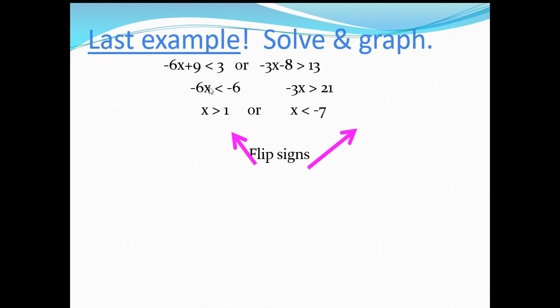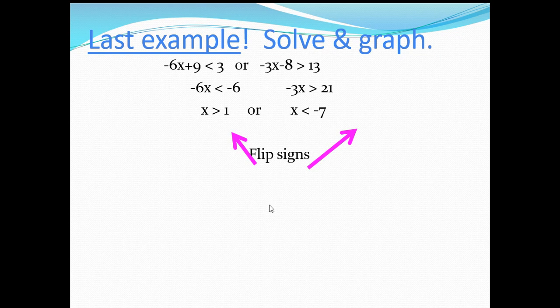Okay. So here I have -6x less than -6. I need to divide by a negative, so I need to flip the sign, so x is bigger than 1. In the other equation, I have 13 plus 8, 21, so -3x bigger than 21. We divide by -3, we need to flip the sign, so x is less than -7. Now we put in order which one is bigger. 1 is here, -7 is here. x bigger than 1, or x less than -7.